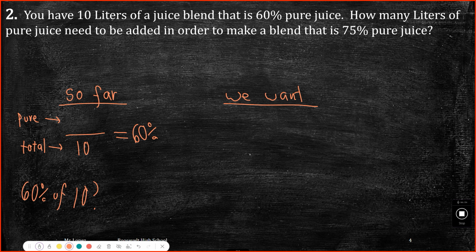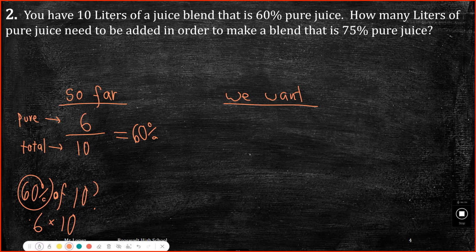A lot of you guys are already saying it's 6, which is correct. Would you agree that 60% is also saying 0.6? Yes or no? Yes. And you know what "of" means in mathematics? Multiplication. So 0.6 times 10, and 0.6 times 10 is 6. Okay. So far, this is the setup.